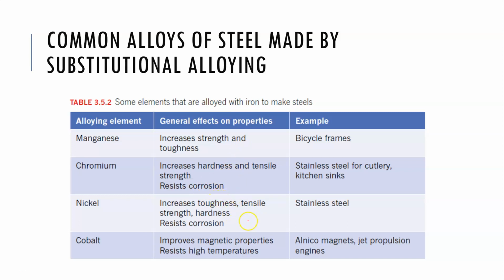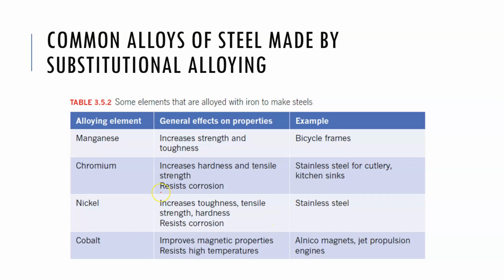Nickel increases the toughness and the tensile strength. It also increases the hardness and its resistance to corrosion, so we will add nickel into stainless steel. Cobalt improves the magnetic properties, so we can use it in magnets, and we use it also in engines.